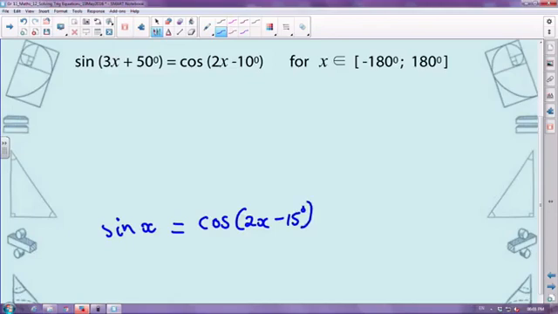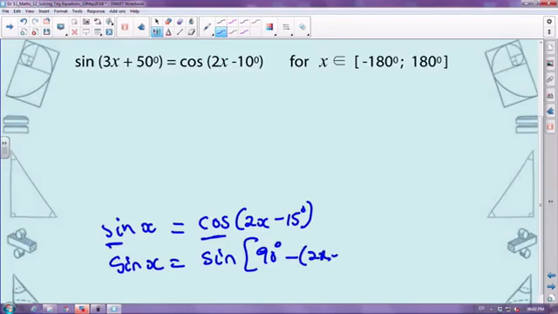Now, remember that sine is a co-ratio of the cosine, all right? Now, how can I make this to be the same as that? This is sine of x. It's going to be sine of, now remember, we're using the first quadrant as our key angle, 90 degrees minus your 2x minus 15. And then you can simplify from there. Okay, so that's where the trick is.